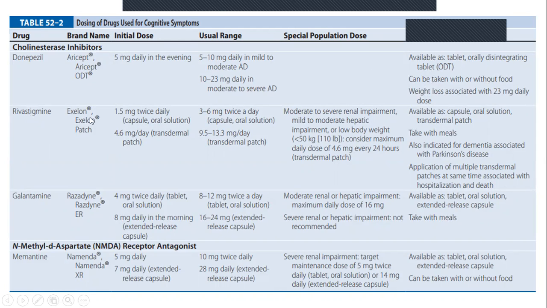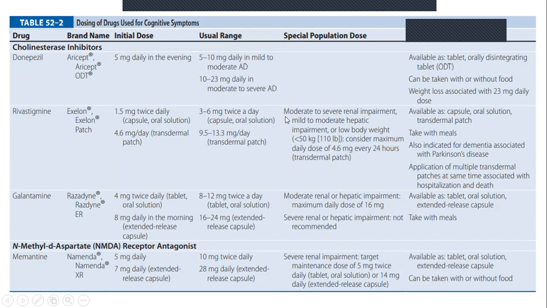Rivastigmine is available as Exelon patch. It is 1.5 mg twice daily as capsule or oral solution, and 4.6 mg per day as transdermal patch. It's nothing but just like a sticker. It will be there just like a bandage. So that is transdermal patch. The usual range is 3 to 6 mg, and 9.5 to 13.3 mg per day.